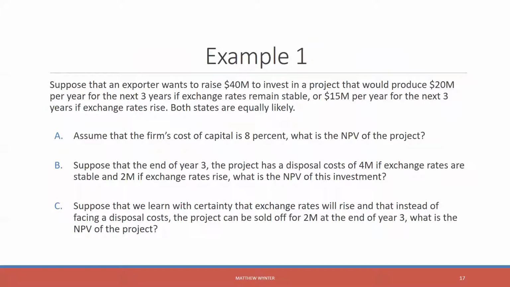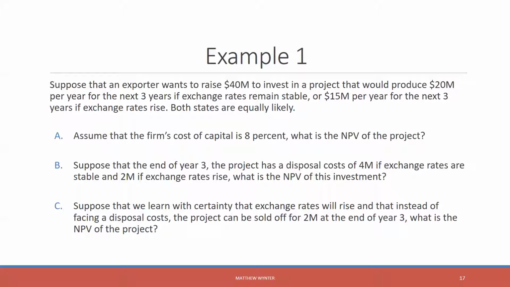Example one, suppose that an exporter wants to raise 40 million to invest in a project that would produce 20 million per year for the next 3 years if exchange rates remain stable, or 15 million per year for the next 3 years if exchange rates rise. Both states are equally likely.